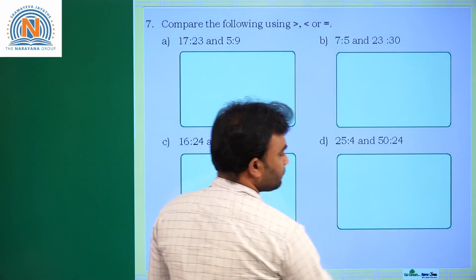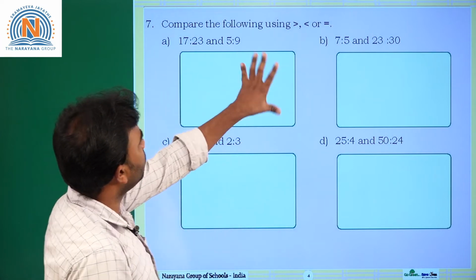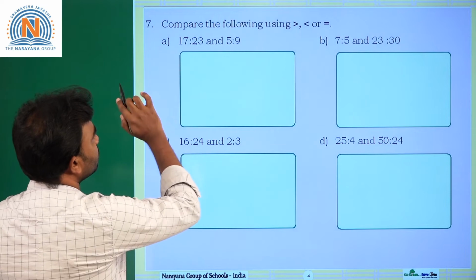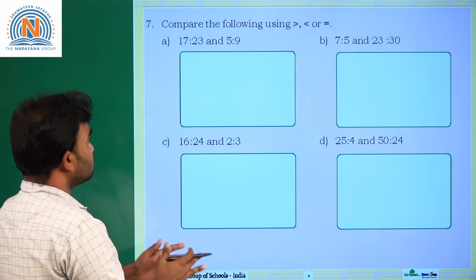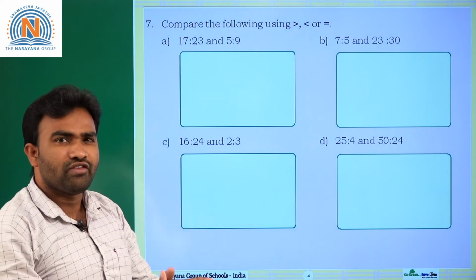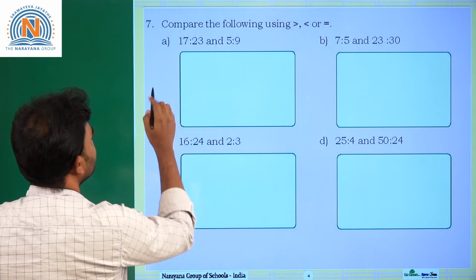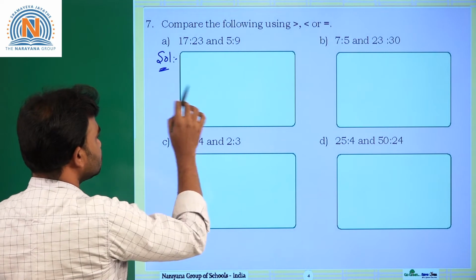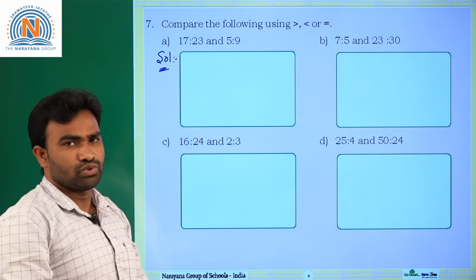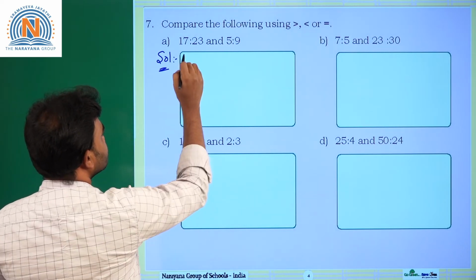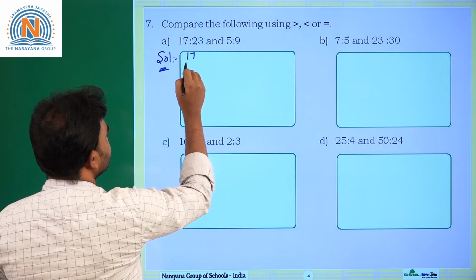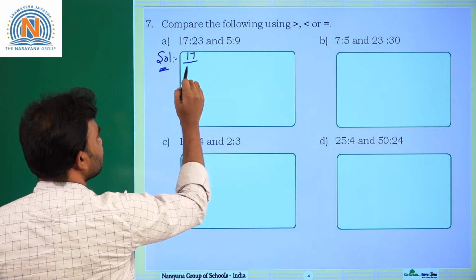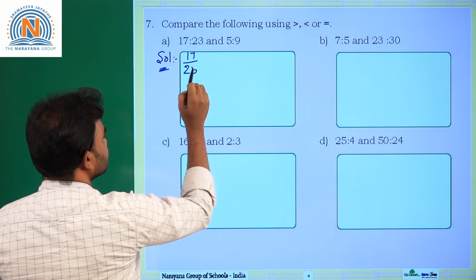Next one, see here, compare the following using greater than, less than, or equal to. Now the given problem is 17:23 and 5:9. This is the given problem. Solution. See, as these are ratios, the ratios can also be written in fraction form. That means 17:23 can be written as 17/23.